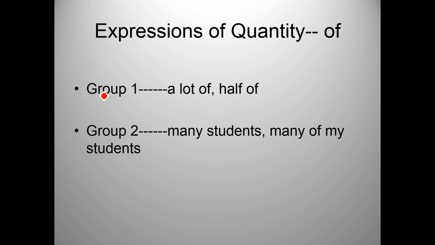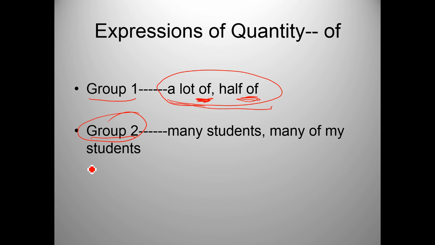So once again, I've talked about two groups of expressions of quantity. The first group always has of. So I always need to use of with a lot of or half of or hundreds of or other expressions of quantity. But there's another group of expressions of quantity that sometimes use the word of. Many students, when students is general, I do not need to use the word of. However, if I say many of my students, the noun is specific. I've used the possessive, and in that situation, I must have of.